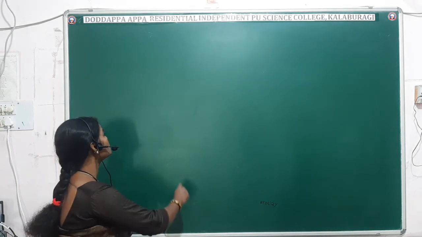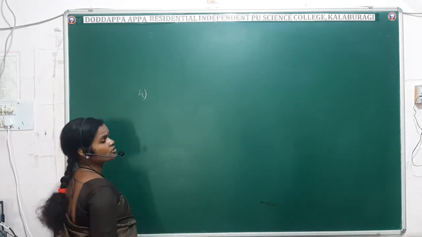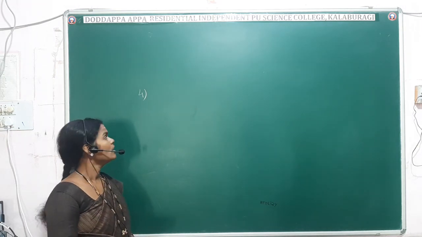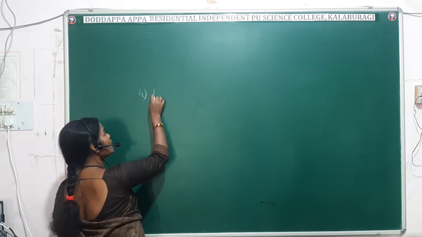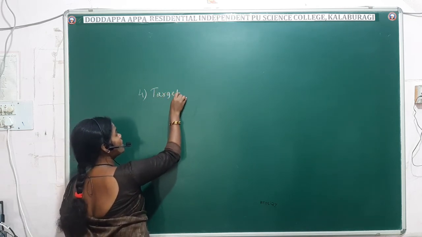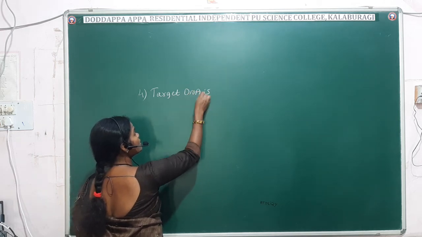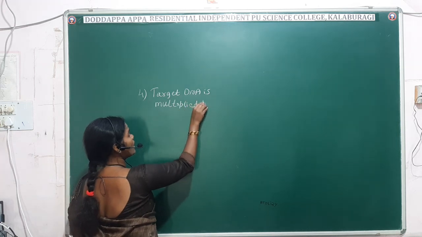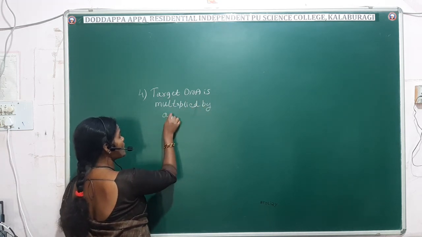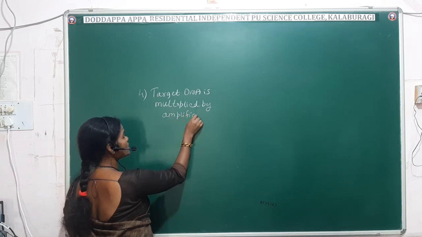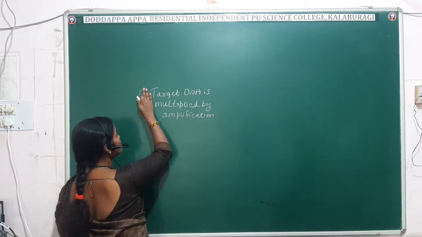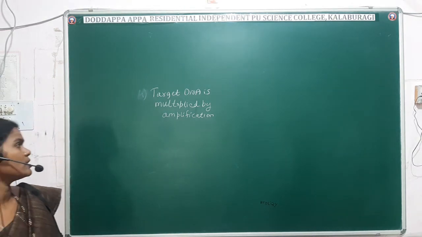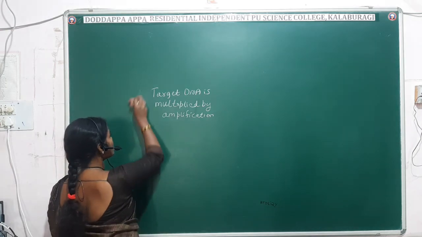Now we are going to see the fourth step, after the multiplication of the DNA. After the multiplication of the DNA, what do we have to do? See here, we have got the target DNA. The target DNA is multiplied by amplification. I have told you what amplification is: multiplication of the target DNA into millions of copies.